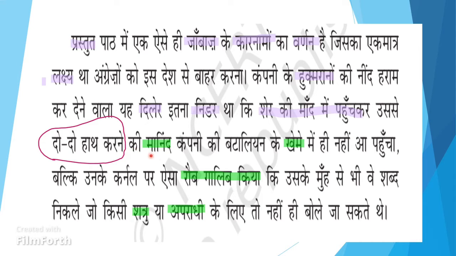Here, children, Manind means like. Khema means tent. Rob Galib Kiya means he showed off his bravery in such a nice manner. Shatru means enemy and Aparadhi means a criminal. Okay, so he showed off his bravery in such a nice way that even the English were forced to praise his bravery. Hope you understood, children.